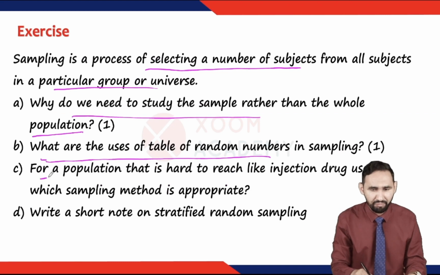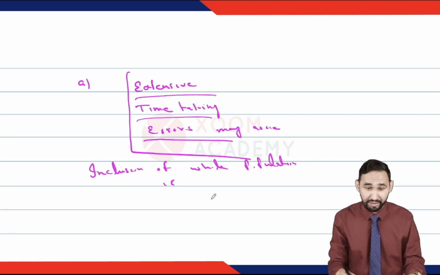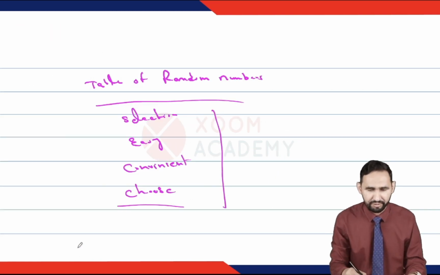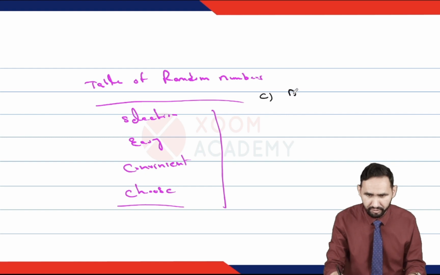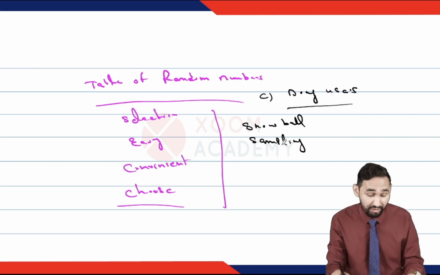What is the next question? For a population that is hard to reach, like injection drug users, which sampling method is appropriate? Part C. For drug users, this should be confidential sampling. So we need snowball sampling or non-probability sampling. Answer is snowball sampling. Why? Because this is confidential and they are hard to reach.